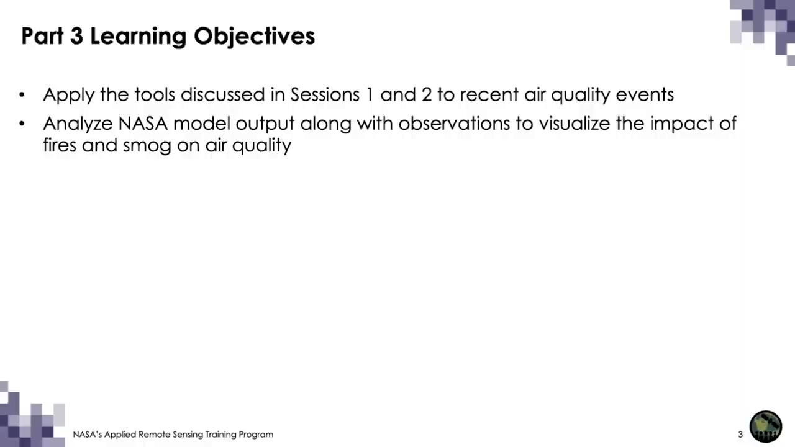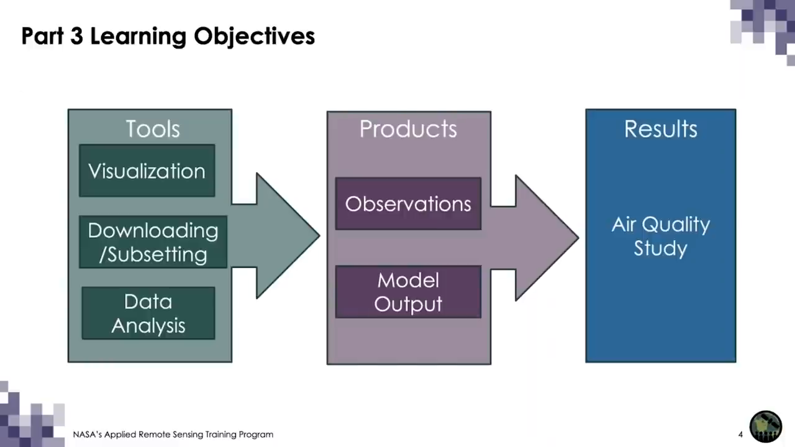Part 3 has two main learning objectives. These are to apply the tools discussed in sessions 1 and 2 to recent air quality events, and to learn how to analyze NASA model output along with observations to visualize the impact of fires and other emissions on air quality. The first two sessions introduced a variety of tools for visualizing modeling output, downloading and subsetting output files, and analyzing data. In this session, we will apply these tools to the GEOS model output in conjunction with satellite or surface observations to investigate air quality.